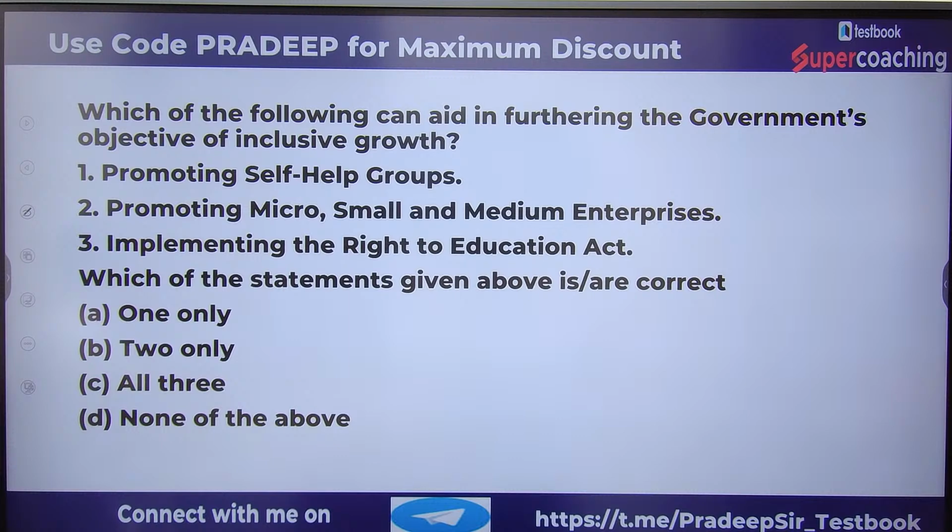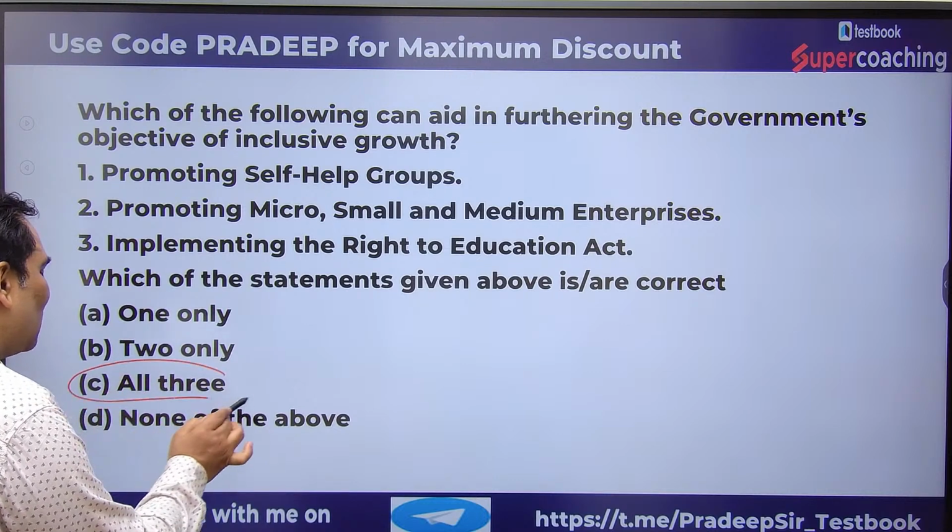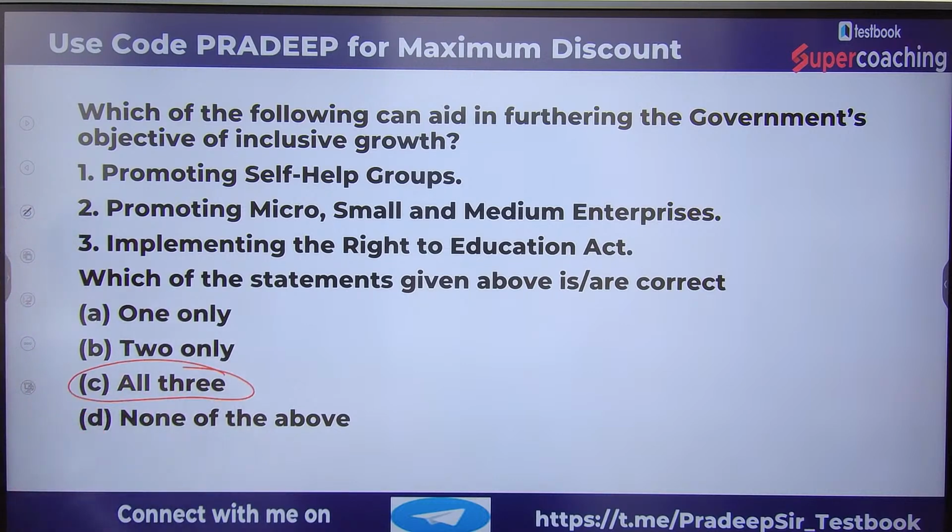Third statement, the government of India has implemented the Right to Education, and the purpose is that each and everybody can be part of the workforce. So that's why the third statement is also true. That's why the right answer is C, that all the three statements are correct. That's why the right answer is C only.